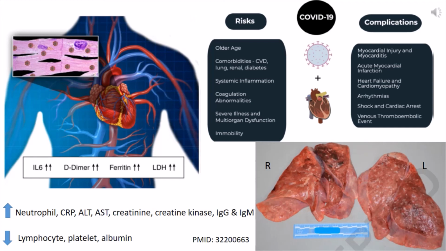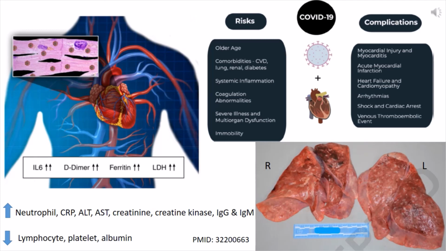Post-mortem unfixed lung specimen was moderately heavy, edematous, and relatively firm with areas of hemorrhage in the right upper/middle lobes and left lower lobe. Inadequate oxygen supply to the heart due to lung damage increases risks of cardiac complications. SARS-2 infection leads to myocardial injury, myocarditis, infarction, heart failure, cardiomyopathy, arrhythmias, cardiac arrest, and venous thromboembolic events. Risk factors such as older age, diabetes, systemic inflammation, coagulation abnormalities, multi-organ dysfunction, and immobility increase cardiac complications.